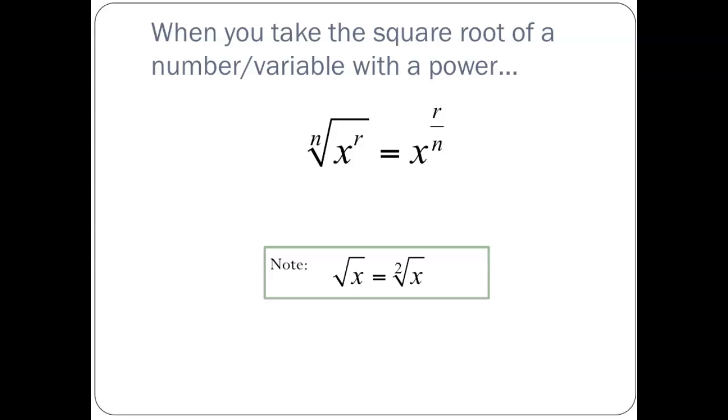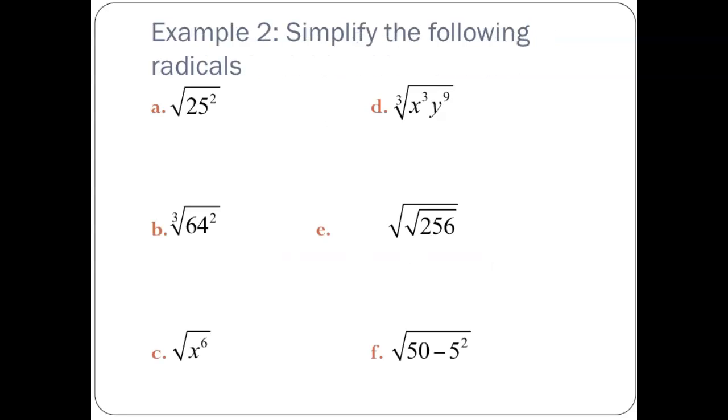Alright, let's take a look at some examples. In this first one, we have the square root of 25 squared. Instead of trying to find 25 squared, I can rewrite this as 25 to the 2 over 2. The implied 2 on the outside goes into the denominator. Now, 2 over 2 is equal to 1, so 25 to the first is equal to 25.